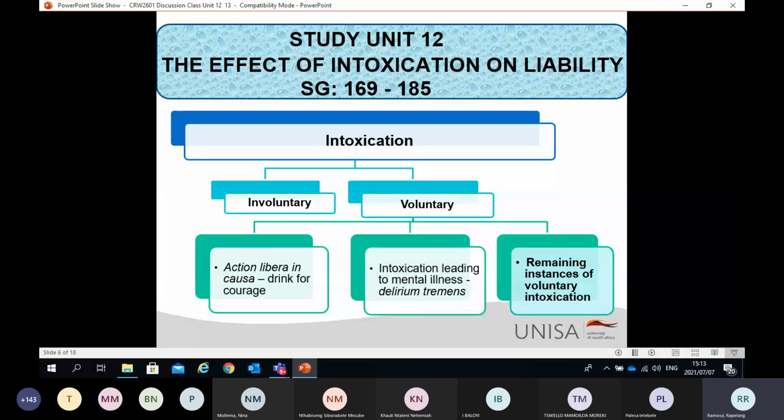But for the remainder of what we're going to talk about here, we're going to focus on the remaining instances of voluntary intoxication. As I said, those are instances whereby you go and you enjoy your drink, and in the course of enjoying your drink, you perform a criminal act, and the question becomes, how severely were you intoxicated, and what impact will it have on the elements of liability?